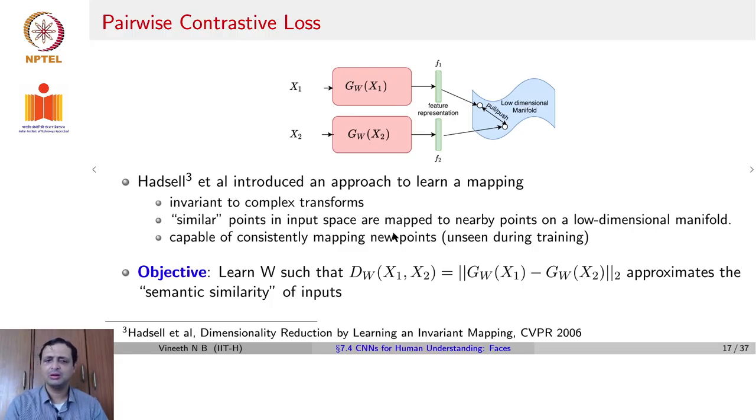So our goal here is to learn W, the weights of the neural network, in a way in which the distance, GW of x1 minus GW of x2, given x1 and x2 are inputs, approximates the semantic similarity of the inputs.